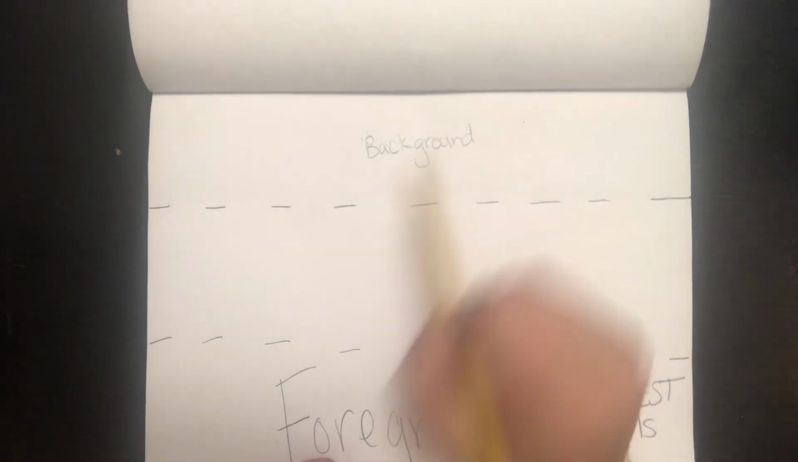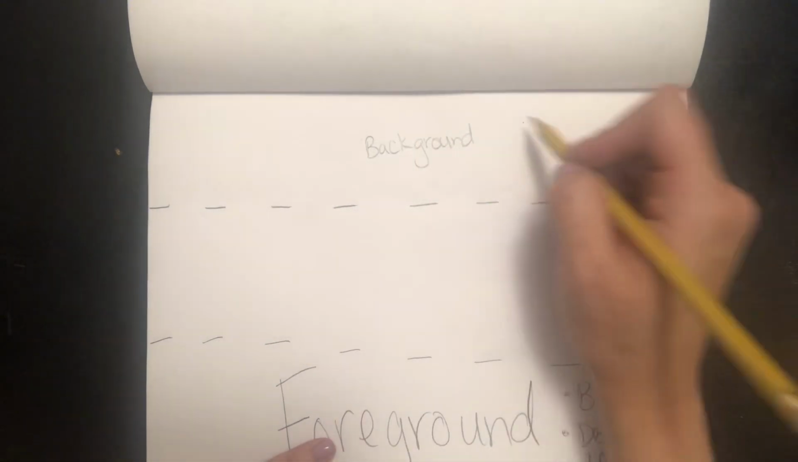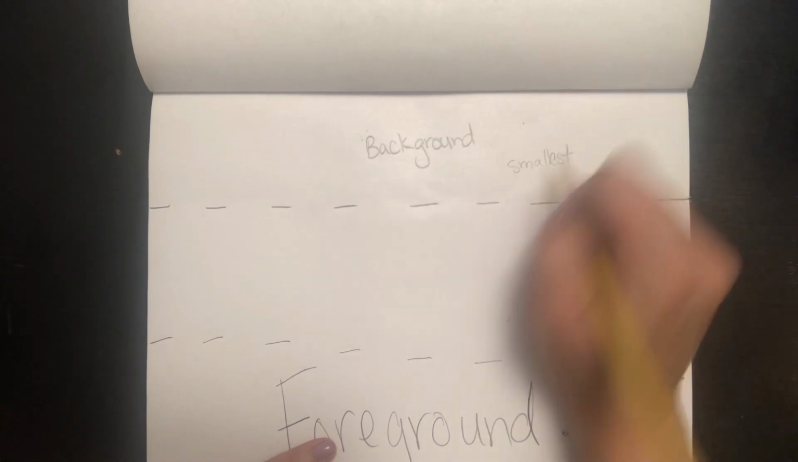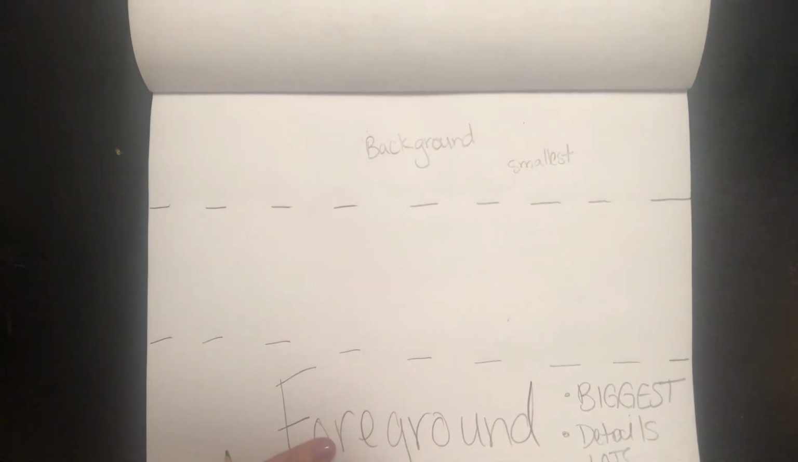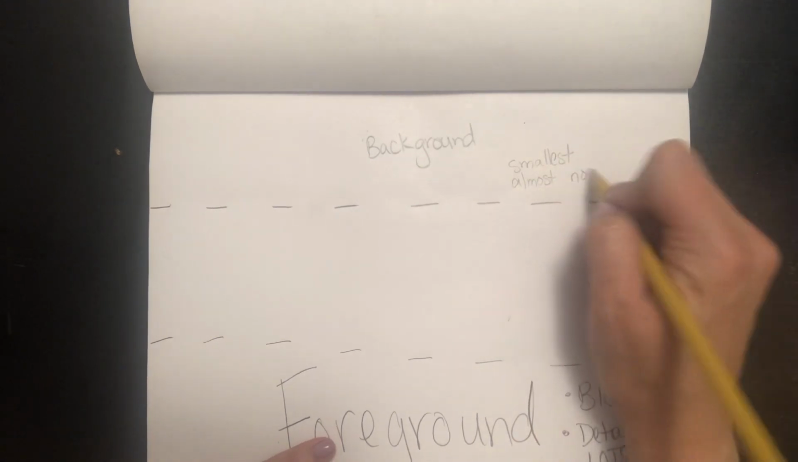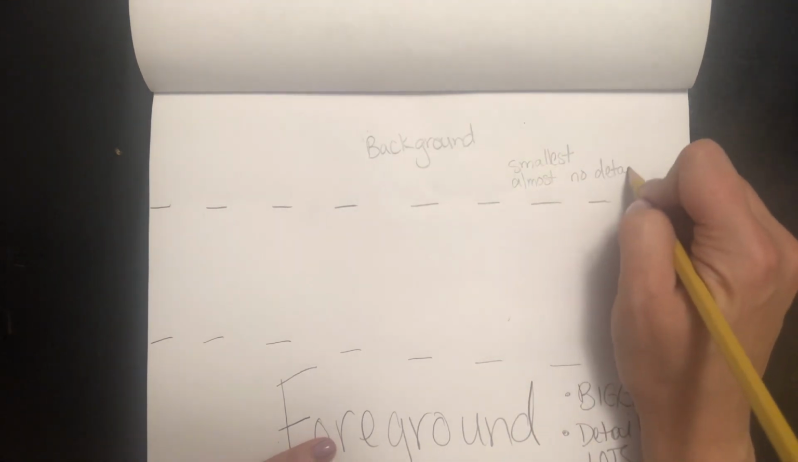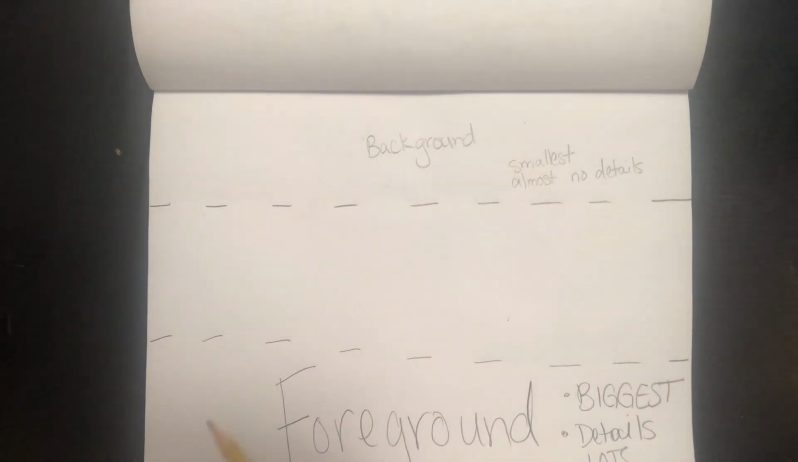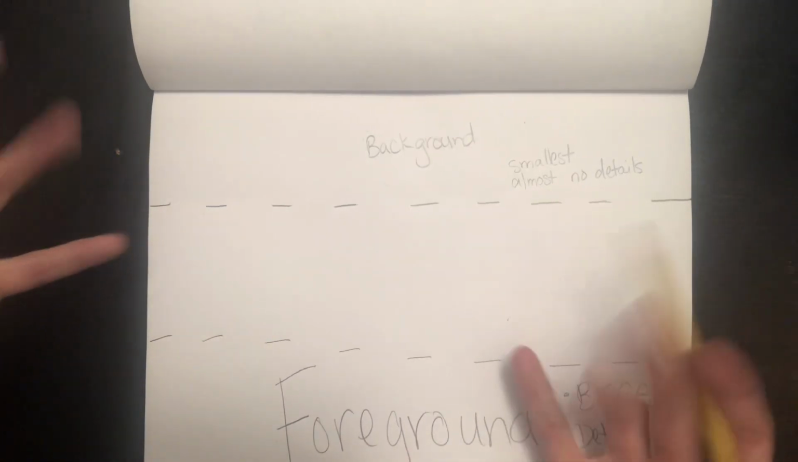Now I wrote background small because things in the background are the smallest, right? And when we're thinking about detail, we would say almost no details. When you're way far away, like this, way back in the background, it's very difficult to see details. Let me talk to you about what that might mean.